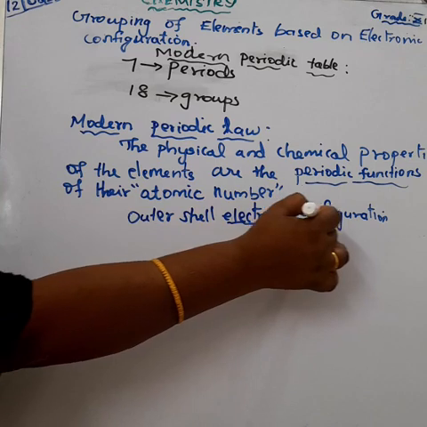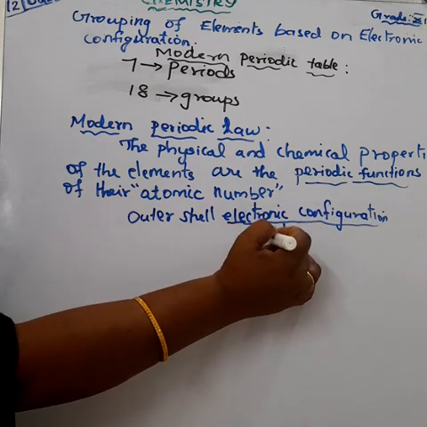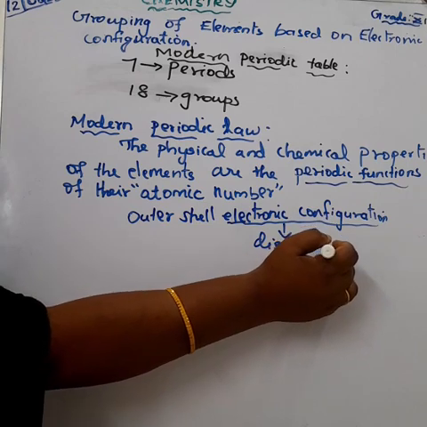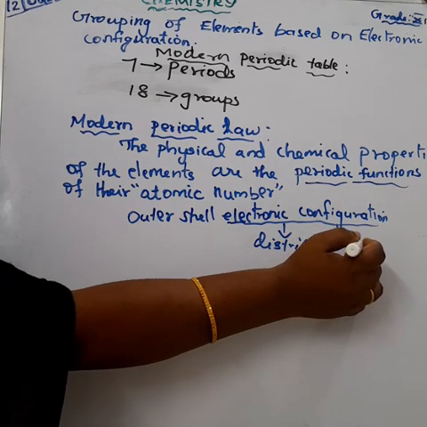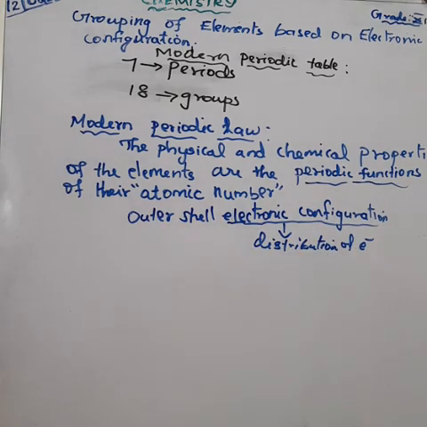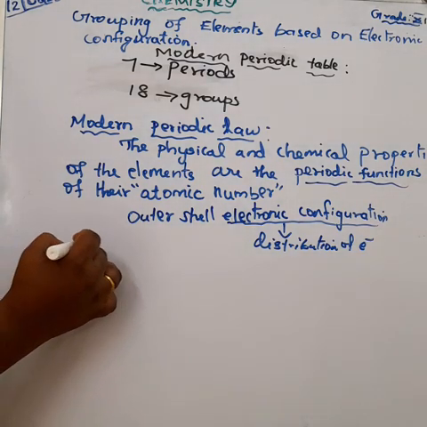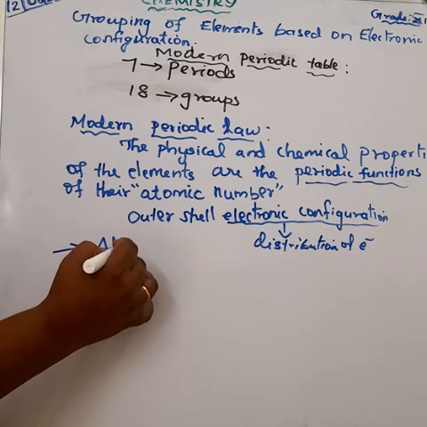S orbital, P orbital, D orbital, F orbital. These are the various orbitals. Electronic configuration is the distribution of electrons into various orbitals of an atom. Here, the periodic table is closely related to the outer electronic configuration. Let us analyze the change in the electronic configuration of elements along the periods and down the group.